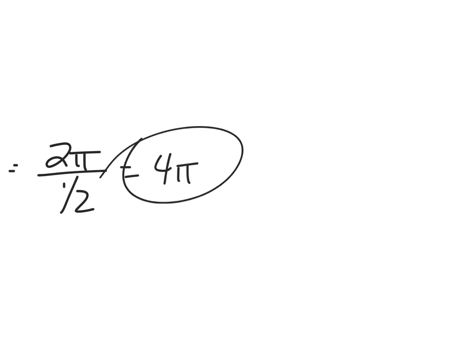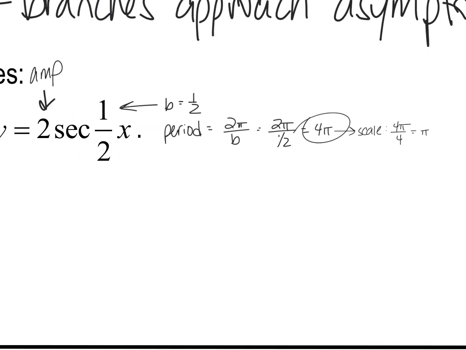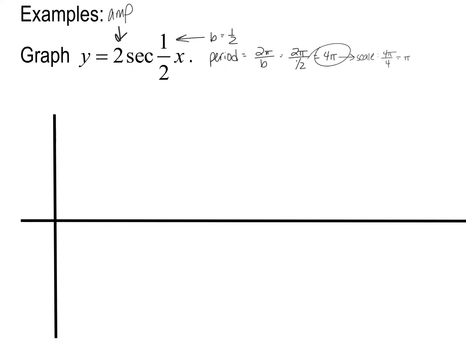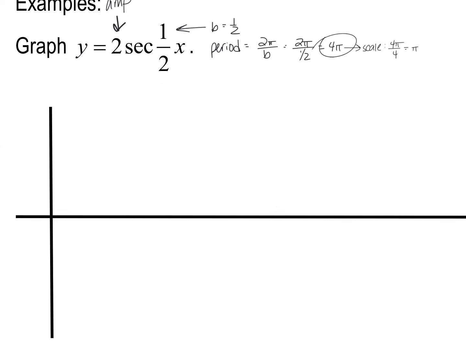And then remember to find the scale, or each tick mark. You take the 4 pi, which is the whole period, and divide it by 4, which means each tick mark is just worth pi. And notice how there's no phase shift here. There's no plus or minus shifting left or right or up or down, so this is more of a basic example. But I'm going to go ahead and draw or label my x-axis here.